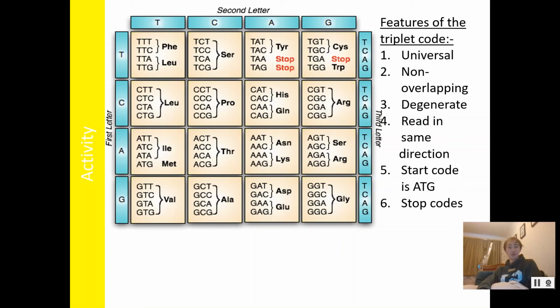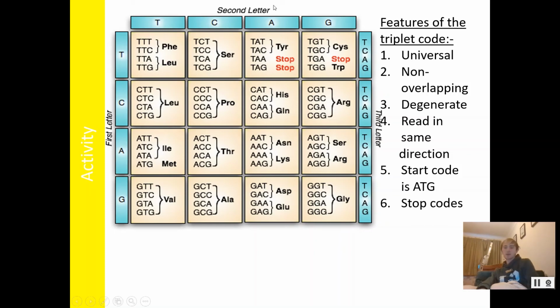Always read in the same direction, which means that you always read from 5' to 3'. You can't read backwards. The start code always being ATG. Actually, I wouldn't worry too much about that. It doesn't come up and I don't really need you to know about it. And the fact that the stop codes exist, that they are a thing.